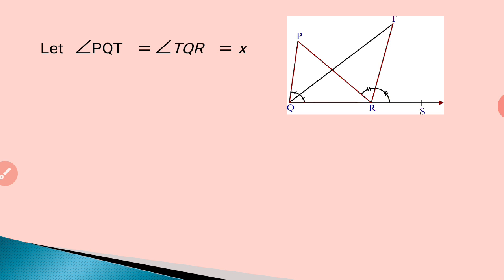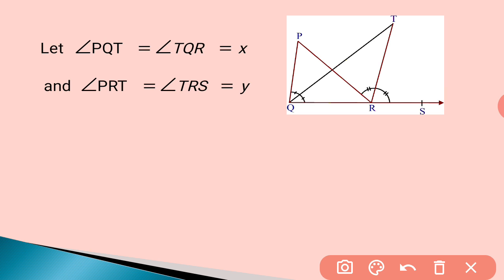Now we have considered angle PQT and TQR to be equal to X and angle PRT and angle TRS to be equal to Y. This is because we have the angle bisectors. So this is X, this is X, this is Y and this is also Y. So we have XX, YY. This is the representation only for our convenience.